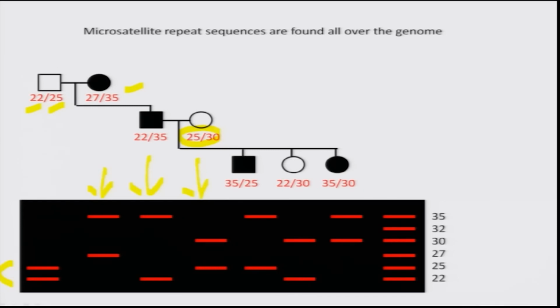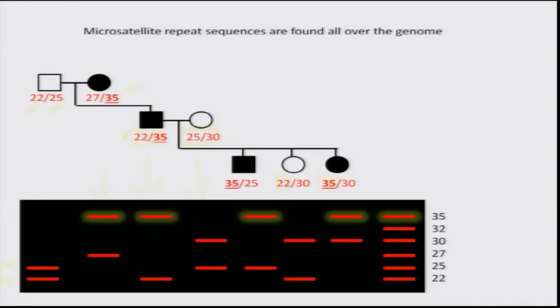Now, you can clearly map it. For example, this 35 has come from this individual and this 22 has come from this individual, and so on, you can map. Now, how does it really help you to identify the gene? You can see there are certain allele markers that are highlighted, and these are the markers that are invariably present in the affected individuals.